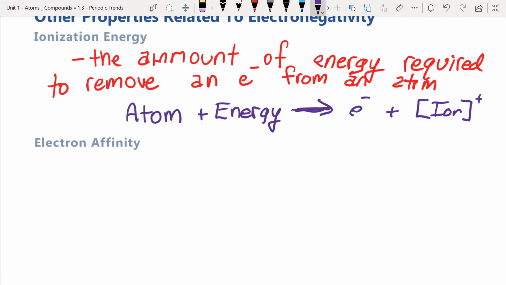And then the last one is really not important. We almost never talk about it, but I want to mention it for completeness' sake, because note, to take an electron away, what do I have to put in? Energy. Does that make sense? If I want to take your electron, I got to put energy in.